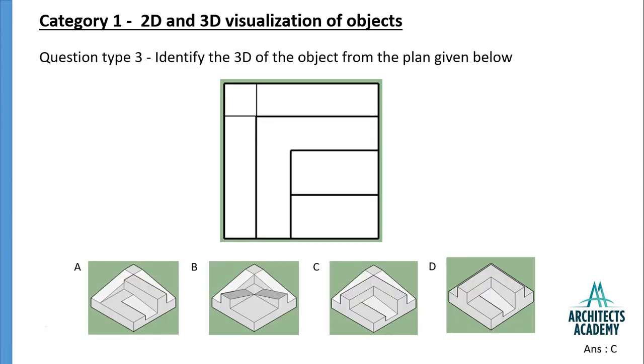Now the question type 3. So in this they are going to ask you to identify the 3D object from the plan which is given below. So in this case, the top view or plan will be given to you and you will be asked to identify the 3-dimensional object. So in this, you have to again take the clue from the parts of the plan.